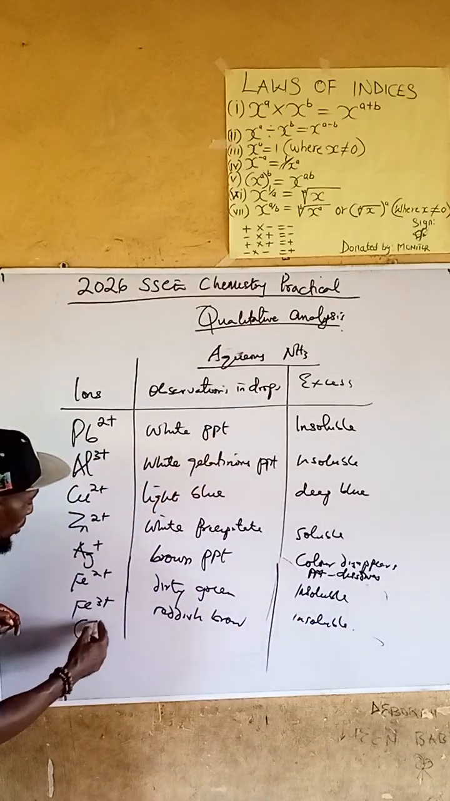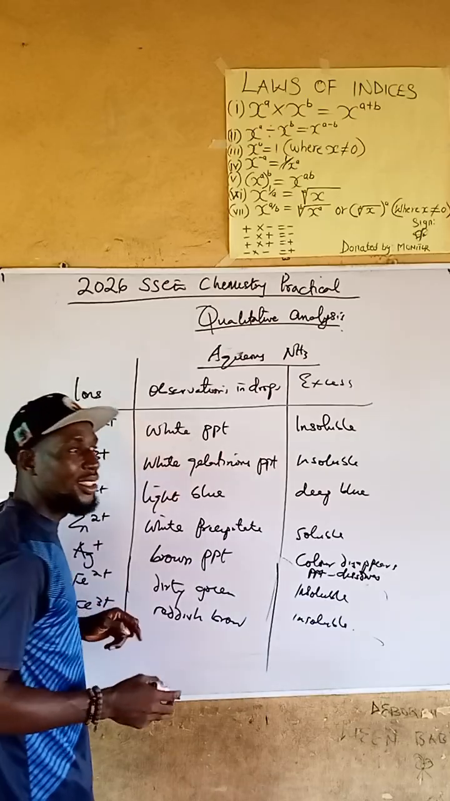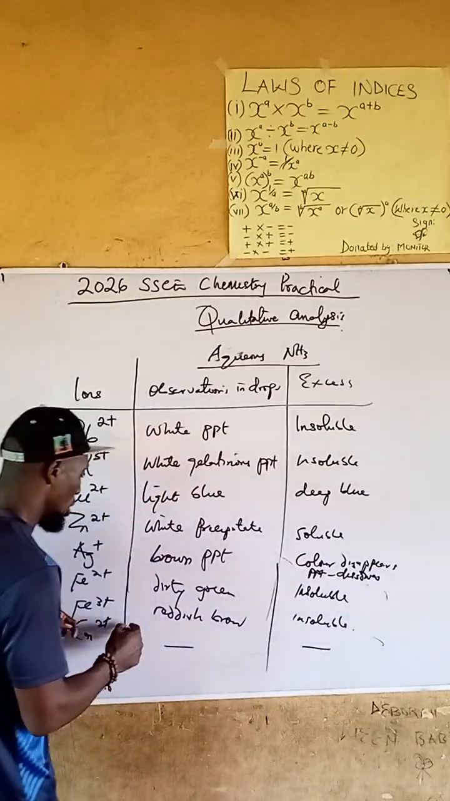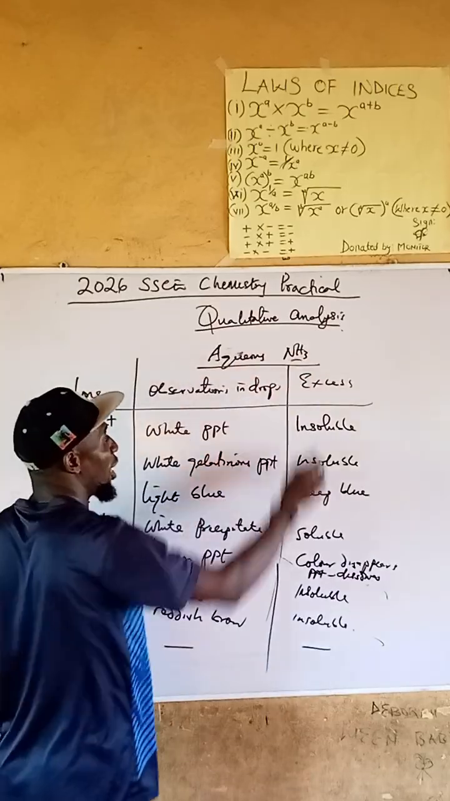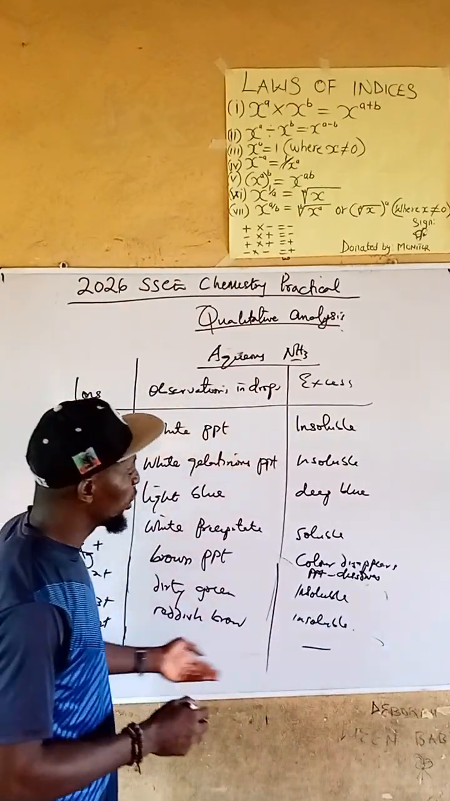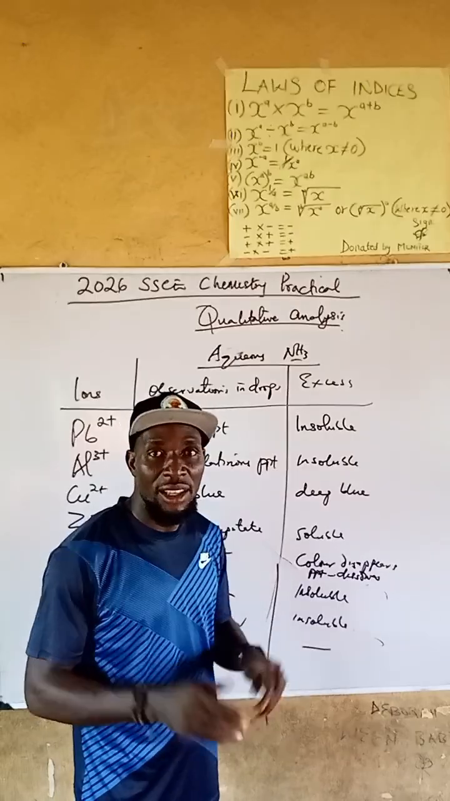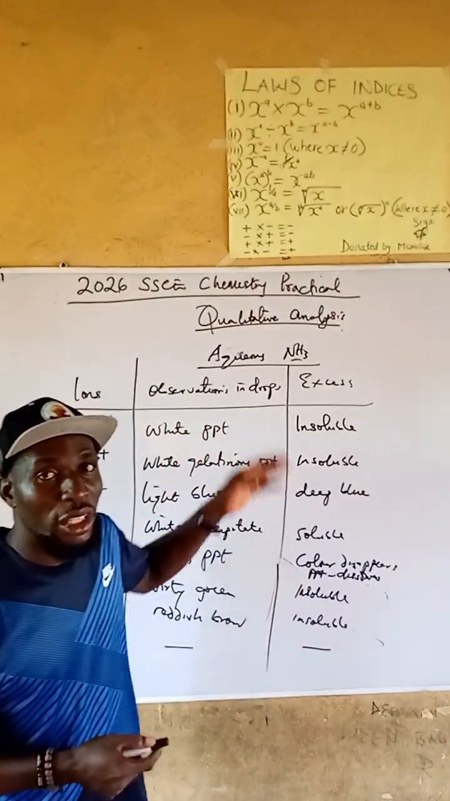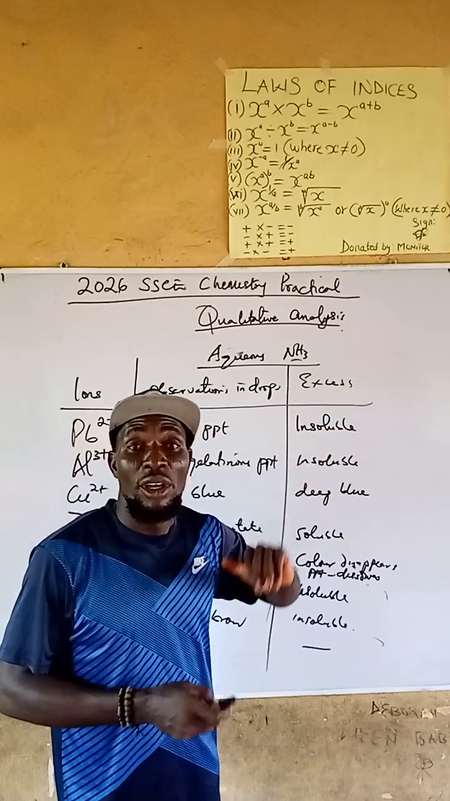Then calcium ion does not form a precipitate with aqueous ammonia. Please take note of that. Calcium ion does not form a precipitate with aqueous ammonia. So these are the ions that will be tested using aqueous ammonia. We've also checked for sodium hydroxide.